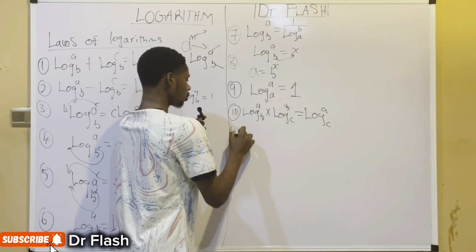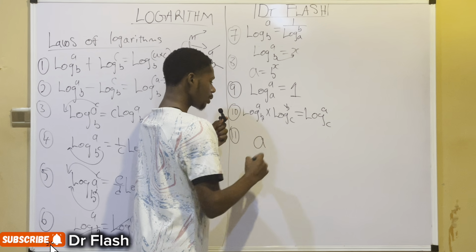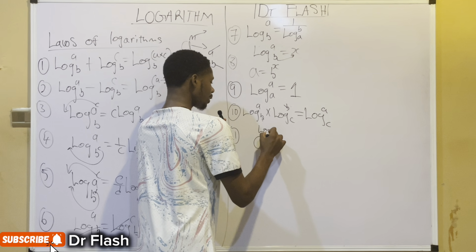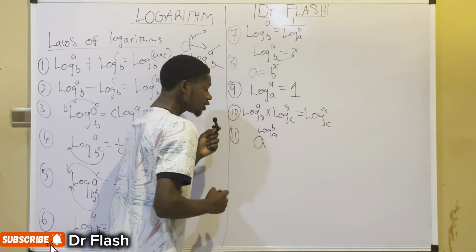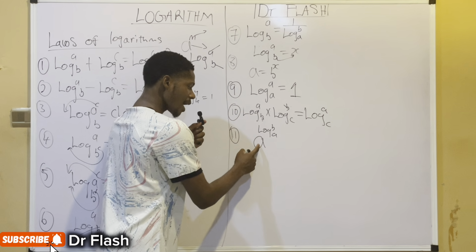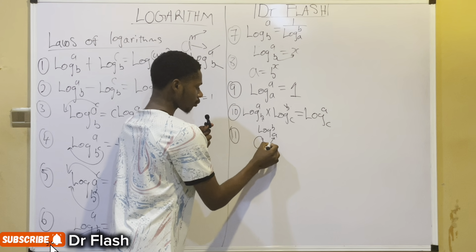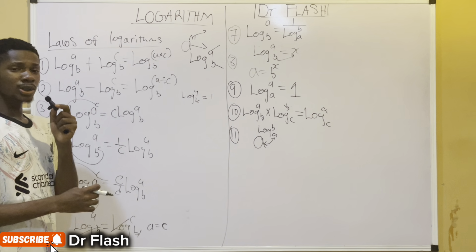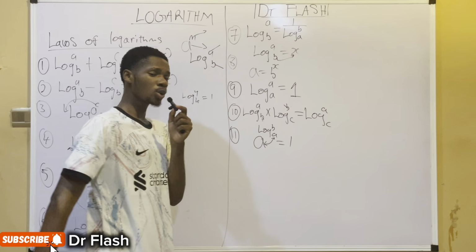Now here's another one. Let's take log 11. For law 11, if we're having a number raised to the power of a log, let's say we're having A to the power of log B base A, notice that the base here and the base of the logarithm are the same. Whenever we have a situation like this, A will cancel out A, and our answer is simply equal to B.